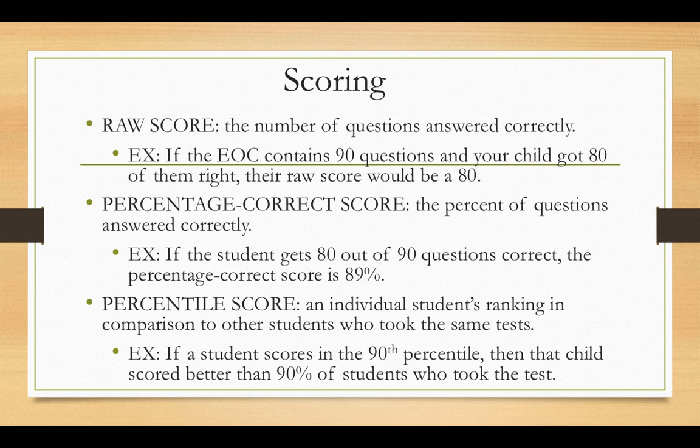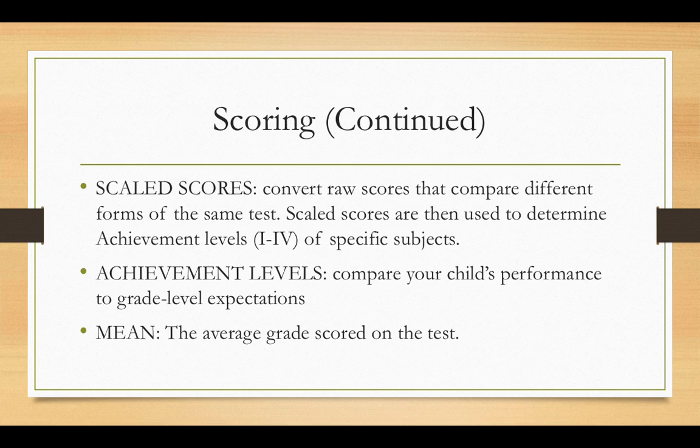And so therefore, going along with our same example, let's say that this student that has an 89% percentage correct score is ranked in the 90th percentile of his class. That means that this child has scored better than 90% of the other students who took the test.